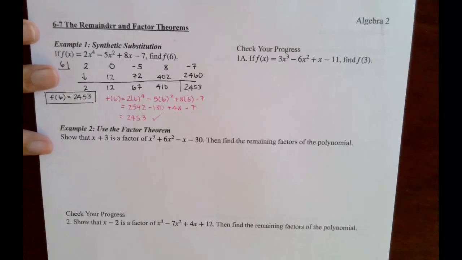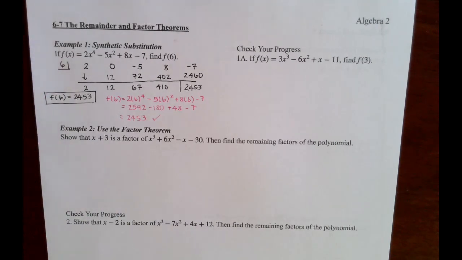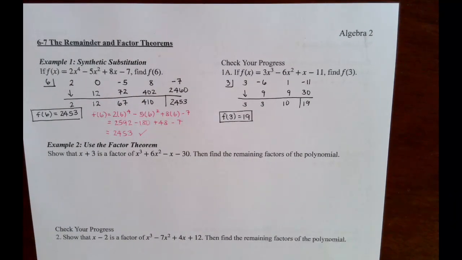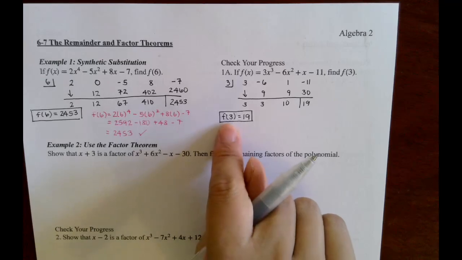Okay? So why don't you do CYP1A, and once you're done, come check your answer. Okay, you should have gotten 19. If you got that, you can move on to the next part. If not, here is your explanation.